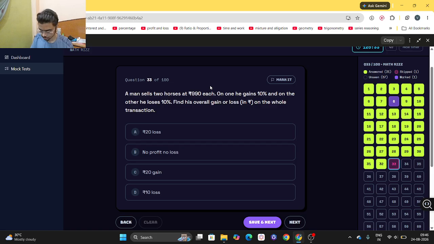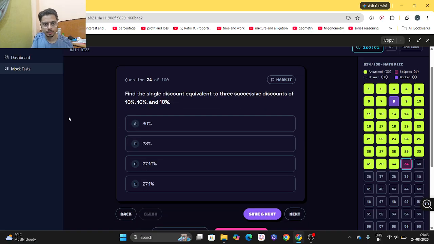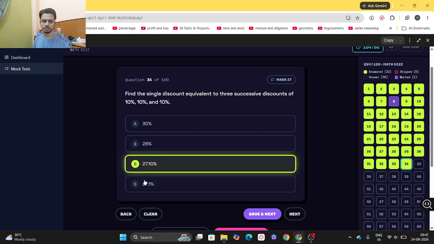So CP into 9 by 10 is equal to 990. CP happens to be 1100 and SP is 990. Total CP is 2000, and total SP is 1980, a 20 loss. Single discount percent equivalent to 3 consecutive 10 percent discounts is 27.10. Same options.